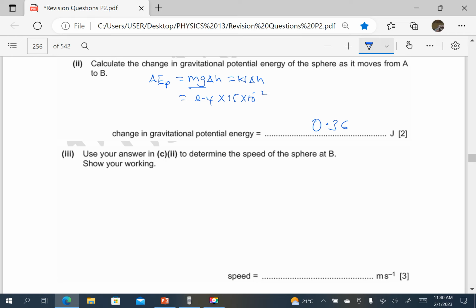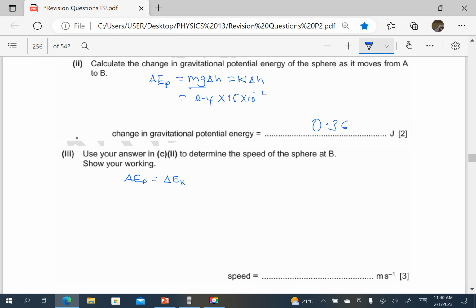Use your answer in C Roman 2 to determine the speed of the sphere at B. So air resistance was negligible, and the energy losses at P were negligible, so the loss in potential energy must be the gain in kinetic energy. So the change in potential energy should always be equal to the change in kinetic energy if all others are negligible. Air resistance is negligible.